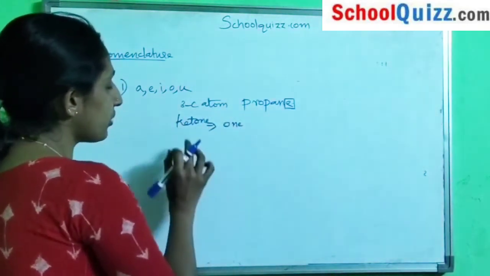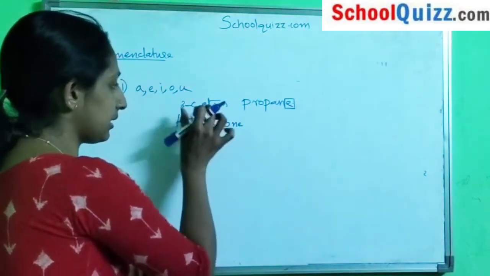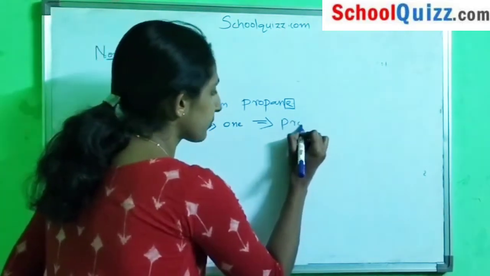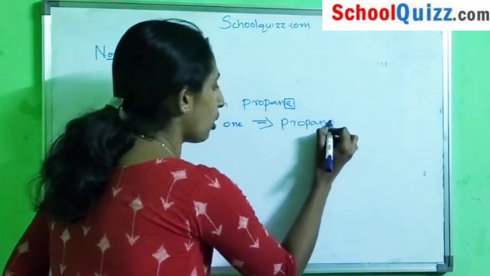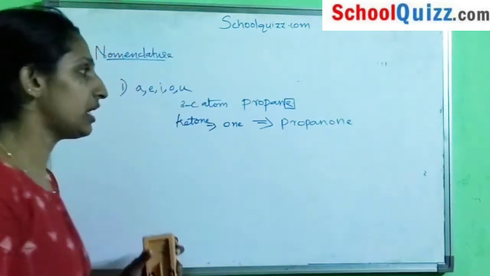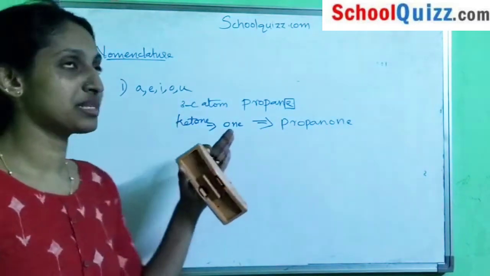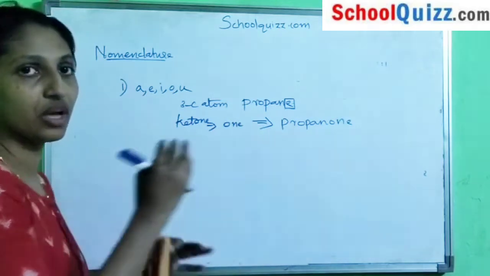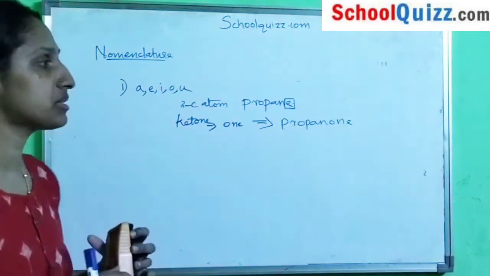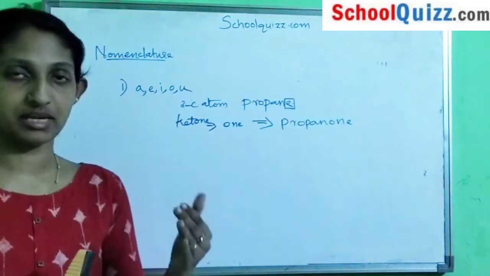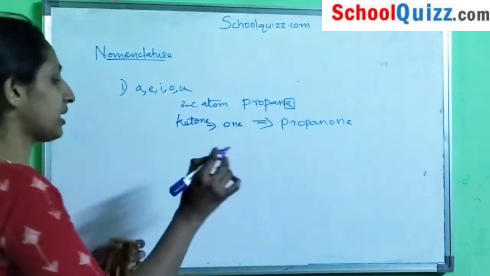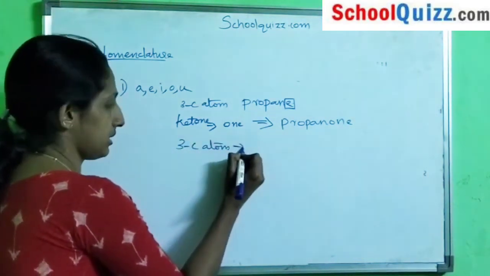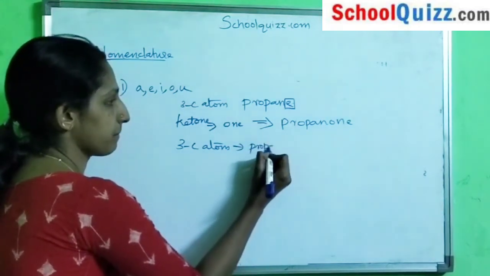So if a ketone group is present in a 3 carbon atom chain, it would be known as propanone. Here, this functional group is added as a suffix, that is, one which is at the back of the organic compound. Sometimes some groups will be added as a prefix, that is, before. We can take one example, a 3 carbon atom chain itself, propane.